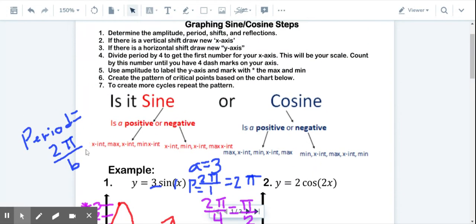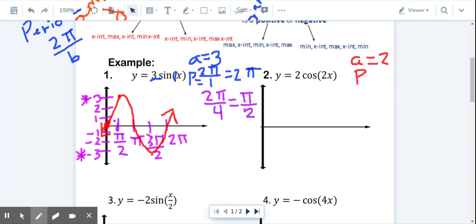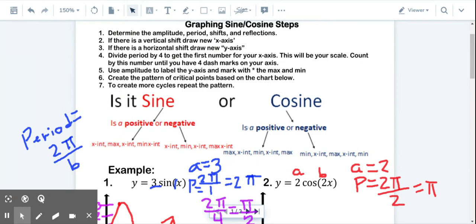So I'm going to go through and determine amplitude, period, shifts, reflections. Here my amplitude is 2, the number in front of cosine. For my period, I have 2 pi over 2 because b is 2. So here's my a, here's my b. So my period is pi. I don't have any shifts because we're not adding or subtracting anything. I don't have any negatives in front, so we don't have a reflection. Next step, no shifts, we can move on.